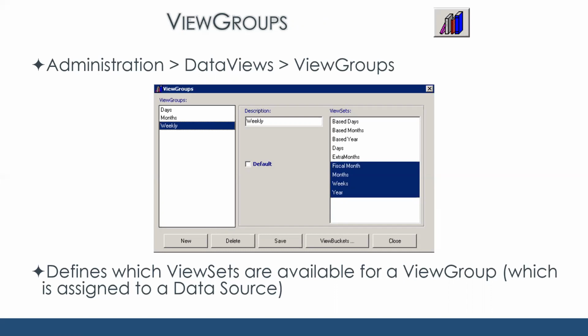For each of the different view groups, you select one on the left-hand side. On the right-hand side, that shows you what view sets have been set up for that particular view group. So in the weekly view group here, I've got year, obviously, weeks, months, and fiscal months. You're also going to see potentially things like the base time periods, base month, base days. And that's what allows Viewer to recognize that somebody has asked for current fiscal month or current day or yesterday, previous month, those kinds of things.